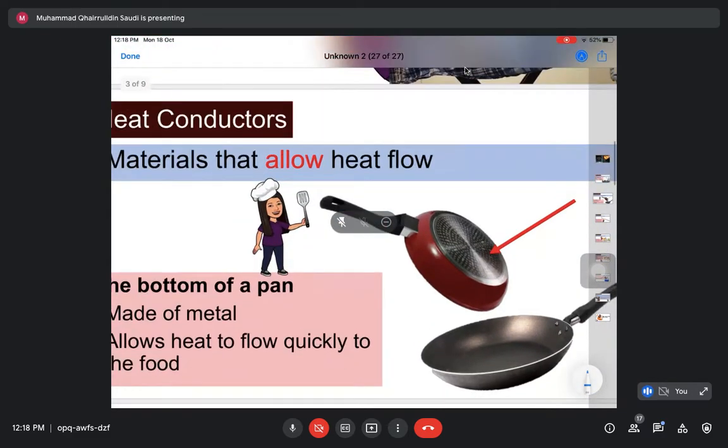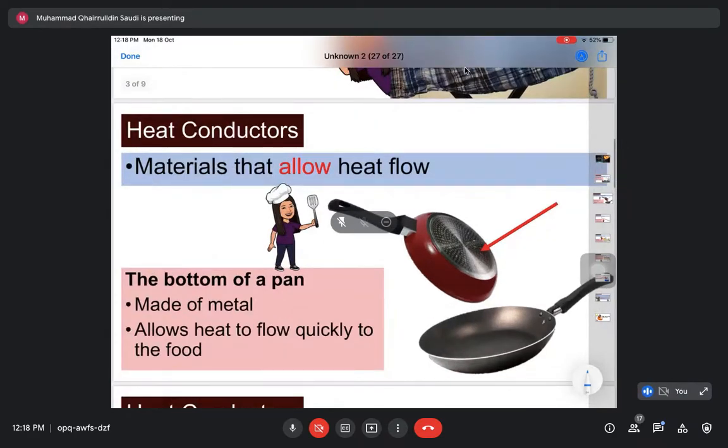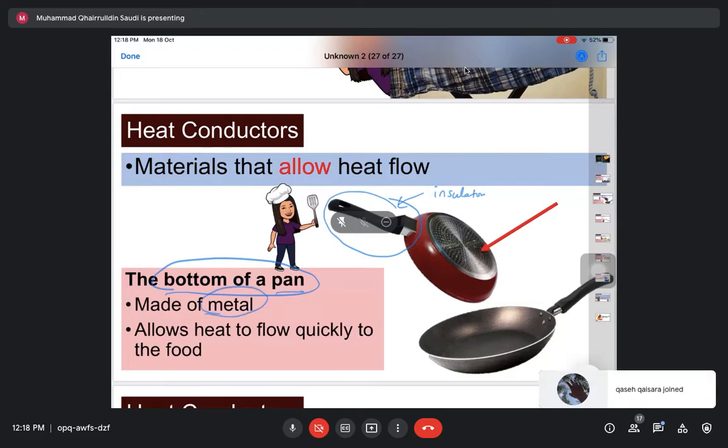Another example of heat conductors is the bottom of a pan. The handle of the pan is like the iron. The handle of the pan is made up of insulator as well because we don't want to hold a hot pan. So the bottom of the pan is also made up of metal, because we want the heat to flow quickly to the food.